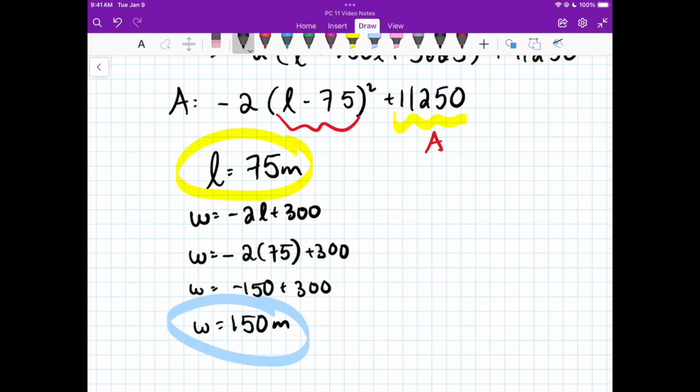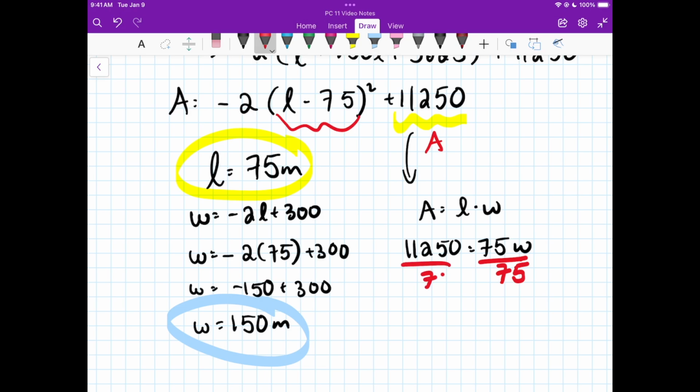There is a different way that you can get the width if you're interested. So we can also say that the area, remember, is length times width, and we know what the area is. It's just this, so it's the 11,250. So same idea, we're going to plug 75 in for the length. And now, instead of having to do all that stuff, we can also just divide both sides by 75, and that'll get us to the same spot. We'll still end up with our width being 150 meters. And so there you go.